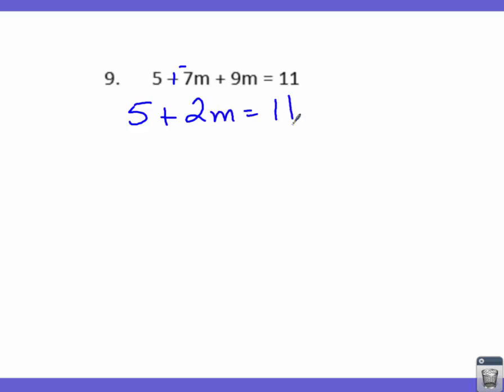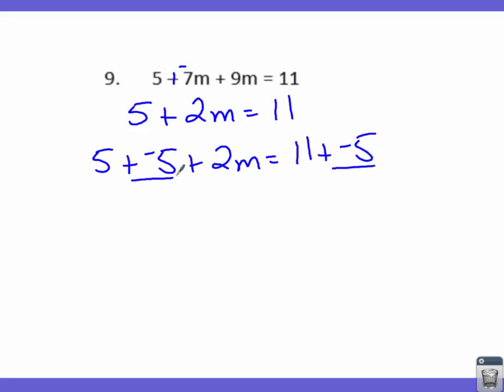So now this looks just like all the other problems. I get rid of the 5. So 5 plus negative 5 plus 2m equals 11 plus negative 5, because that was the new thing that I added. We end up with 2m equals 6. And now I divide by 2, and m is equal to 3. So I hope that helps explain solving two-step equations a little bit better.